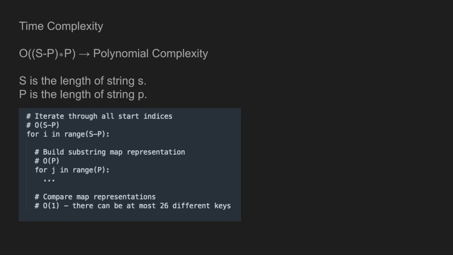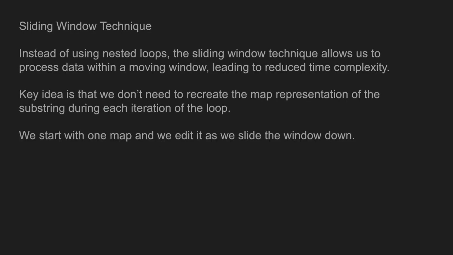And then comparing is constant time because for each map representation, there can be at most 26 different keys, one key for each character in the English alphabet. So we can improve the time complexity of the solution by using the sliding window technique. The goal of the sliding window technique is to reduce nested loops.